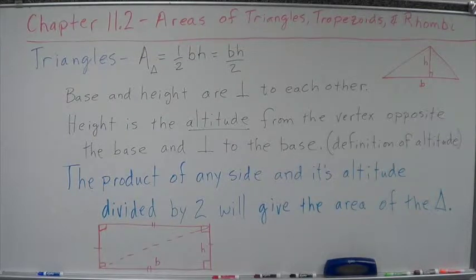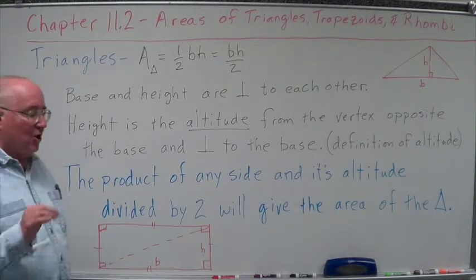Okay, now let's look at triangles, trapezoids, and rhombi. What we're going to do is take these one at a time and go into them in detail. Triangles you've done for a long time now. You ought to know that the area of a triangle equals 1/2 times the base times the height, or the base times the height divided by 2. Either way you want to look at it there.